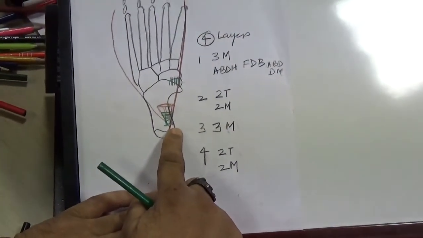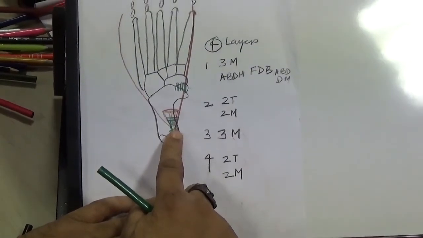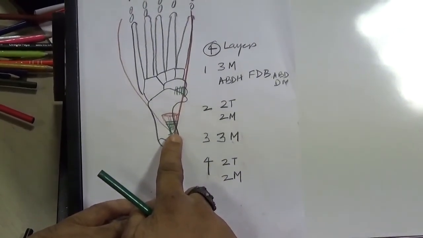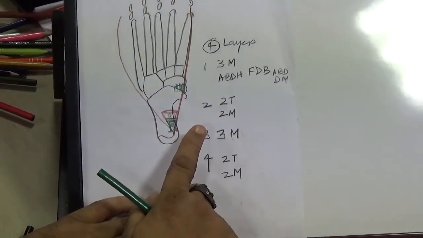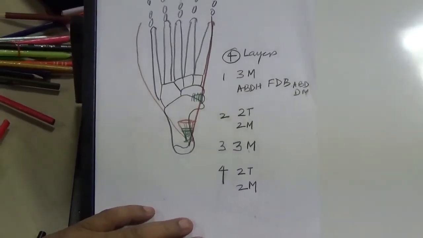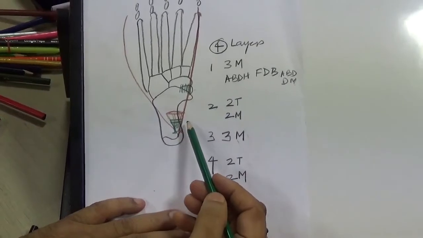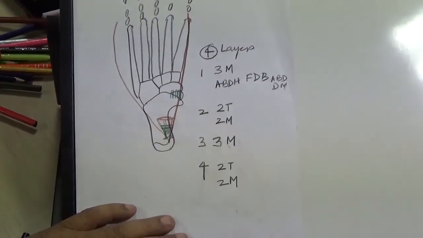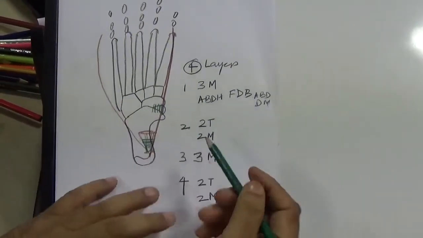These are the 4 structures that are divided in Steindler's operation. They are divided extra-periosteally, not subperiosteally, otherwise there will be calcification. The extra-periosteal division of the first layer of the sole, including the plantar aponeurosis, is the operation called Steindler's operation.